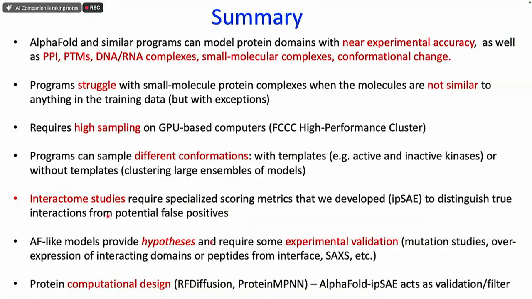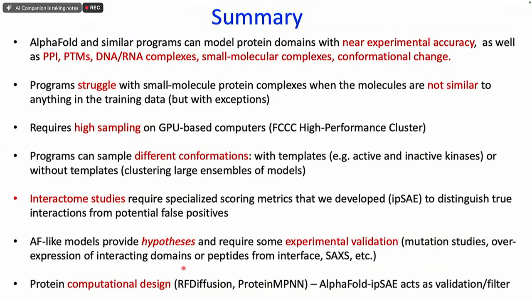Remember that AlphaFold-like models, like any structure prediction, are hypotheses. They require some experimental validation as you continue your project investigating some particular protein. You might want to make a couple of mutations in the interface of the predicted structure to make sure that it changes the phenotype in the way you would expect. And then finally, protein computational design.